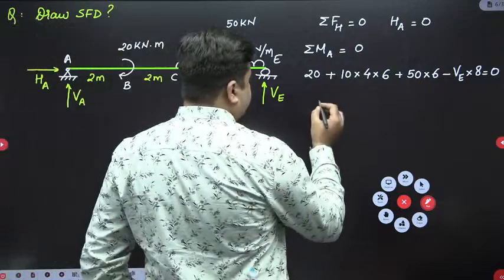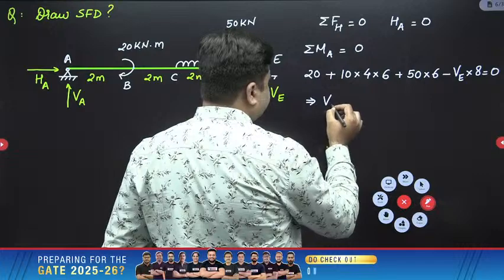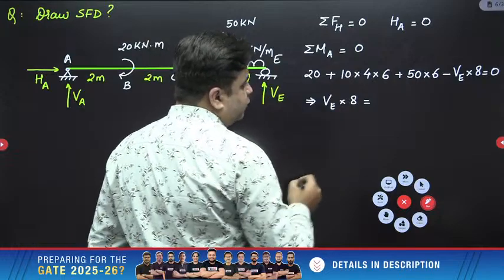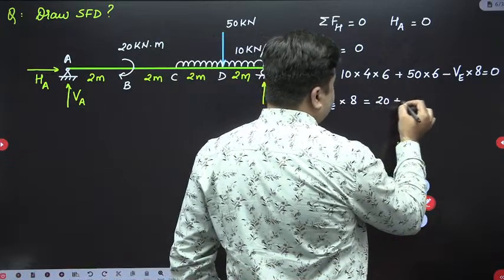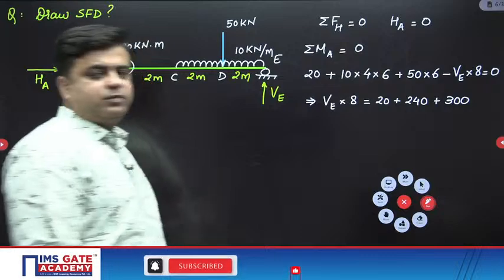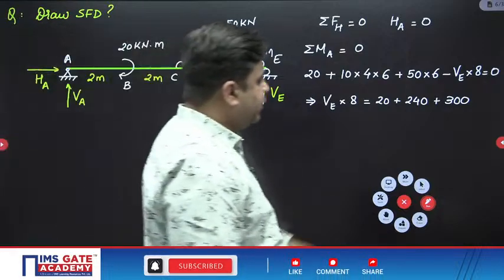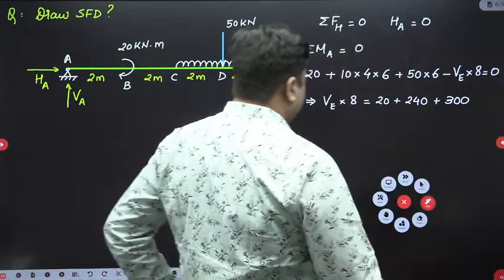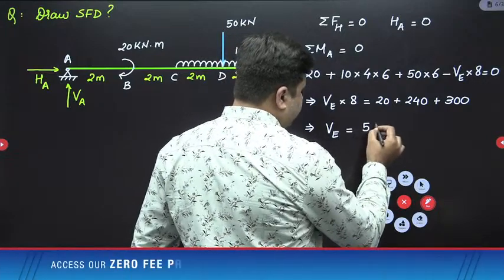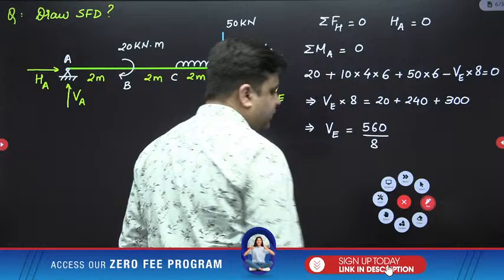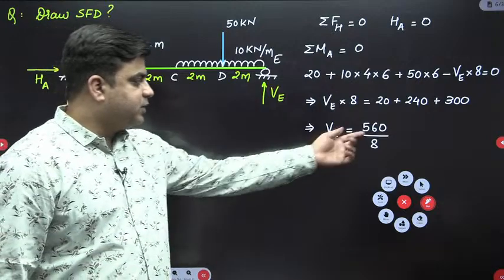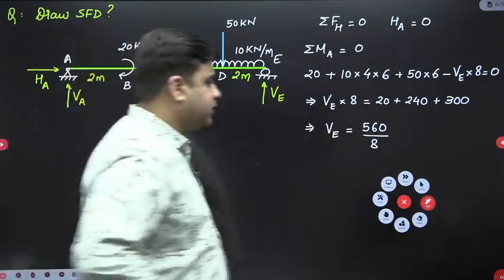So this will be V into 8 is equal to 20 plus 240 plus 300, divided by 8. So this will be how much? This will be 260. 260 plus 300 will be 560 by 8. So VE is equals to 560 by 8. 8 sevens are 56. So VE will be equal to 70 kilonewton.